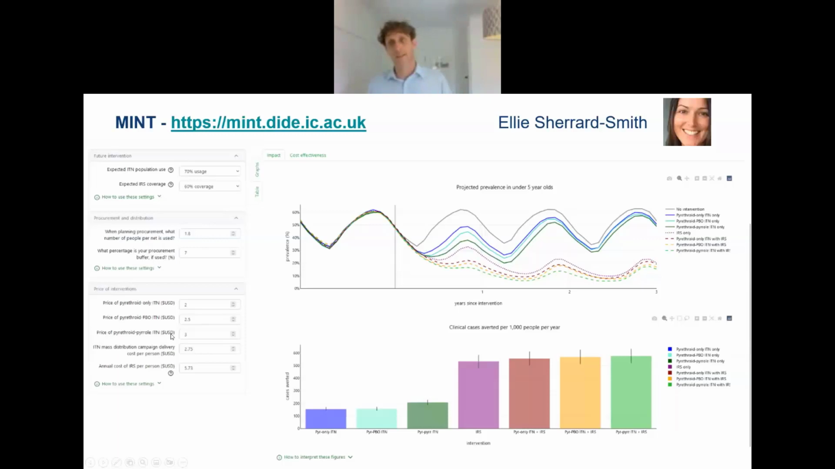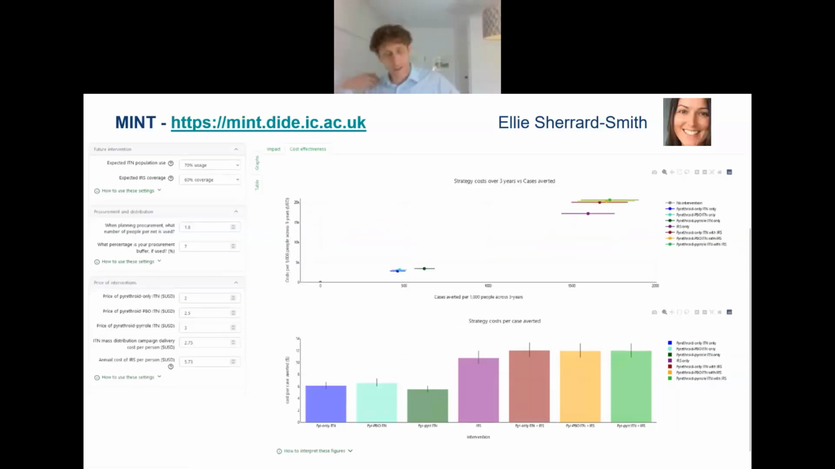You can combine that together, and the model will show you what it thinks would happen in that location, given if you distributed those different types of nets or did IRS. You can see here, if you did nothing, you would have this grey line, and if you had pyrethroid only, you would do this to malaria prevalence. And if you did the pyrethroid pyrrole net, this new net, you would do better. You can use the model to estimate the number of cases averted, and that allows us to do cost effectiveness analysis. And you can see that even though these nets are much more expensive, the actual cost per case averted is substantially better.